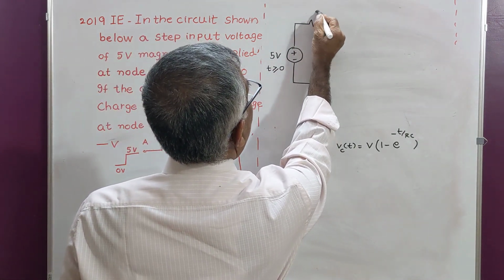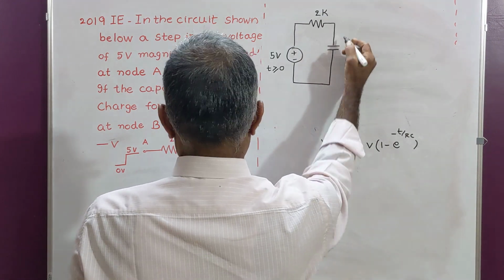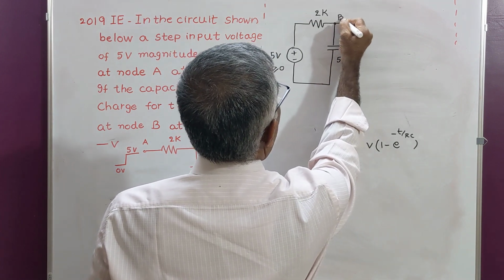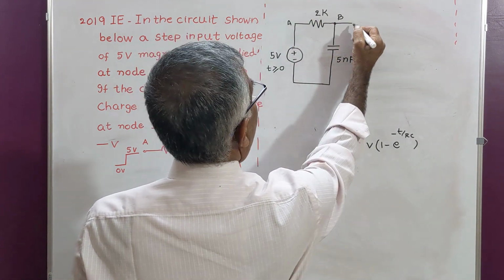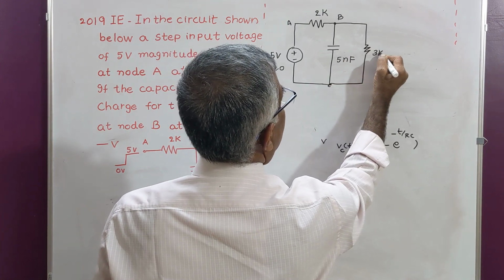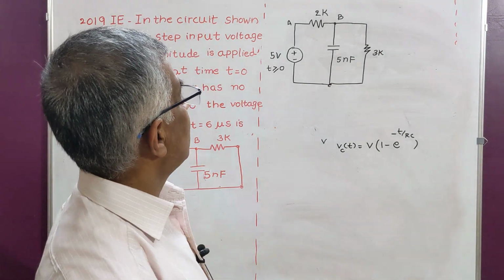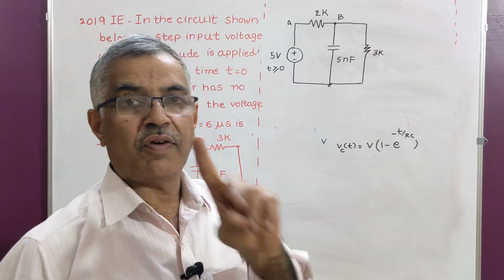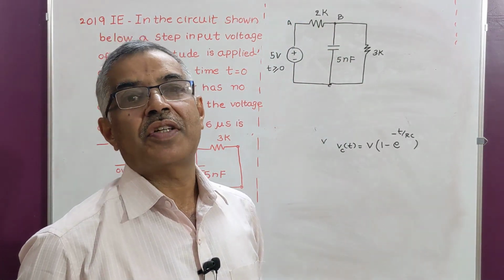2 kilo ohms, then capacitor, 5 nanofarad. Then this is node B. We have a capacitor of 5 nanofarad, then a resistance of 3K. Now, here there are two resistors, whereas in the circuit I took, there was only one resistor. Therefore, we have to modify this circuit based on source transformation.